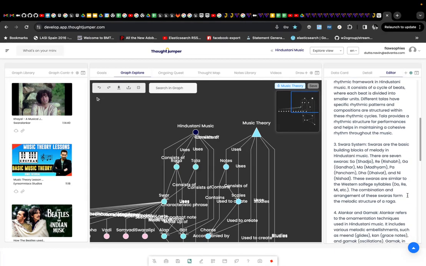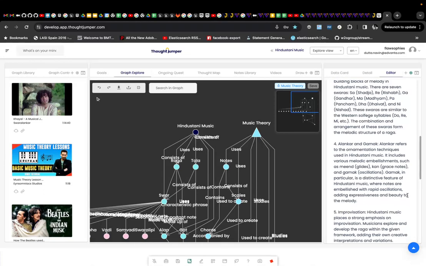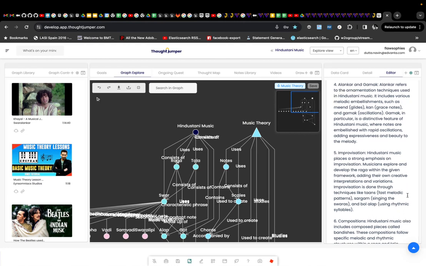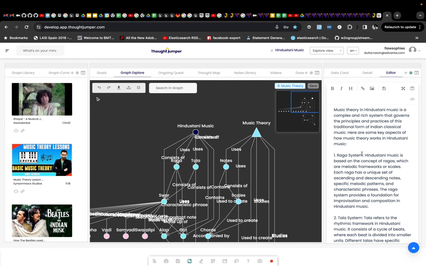There is a swara system. I talk about sargam, which is sa re ga ma pa dha ni sa, according to the Hindustani music. There are alankars and gamak, which are different kinds of ornamentation techniques. And the music composer improvises while playing, while arranging these notes in fast melodic patterns, sometimes singing the swaras and, you know, mapping it to the beat, which is called tal or bol. So that's in a nutshell. I got an answer from ThoughtJumper.